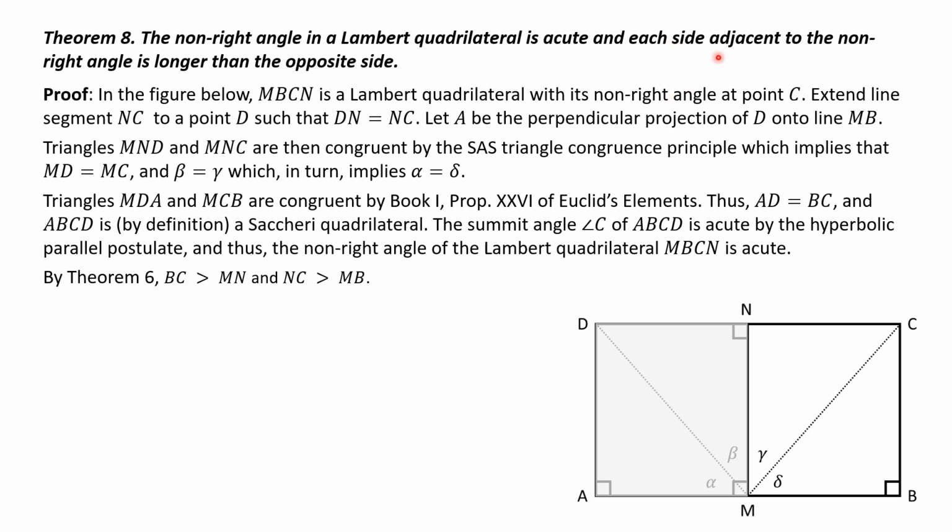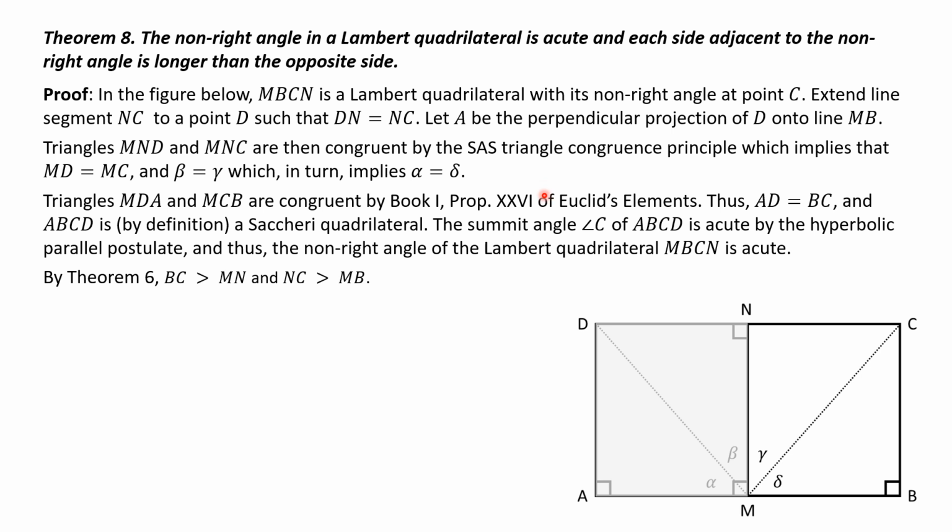And then the theorem says that the adjacent sides here to the angle C are bigger than their opposite sides. So in other words, NC is longer than MB and CB is longer than NM. At least that's what's claimed here and what we need to prove.